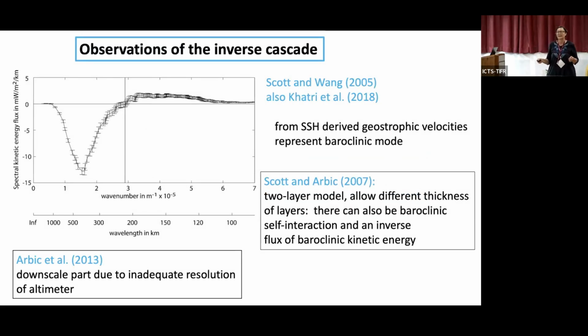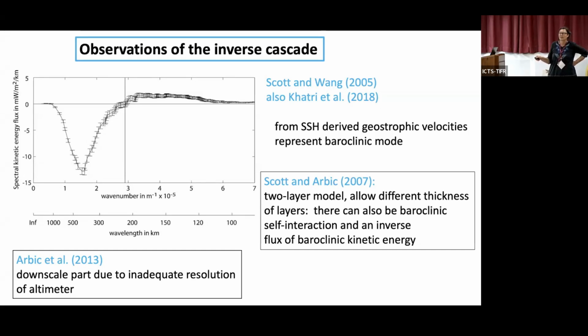I'm sure that many of you know this picture, it's a famous picture of Scott and Wang. Does anybody know this figure? Okay, so it is very difficult to diagnose the inverse kinetic energy cascade from observations, because you need really good resolution of the data, and it should be gridded. This is a famous example by Scott and Wang, and there was also some work about this by somebody from this institute. What you see regularly is this inverse cascade for small wave numbers.